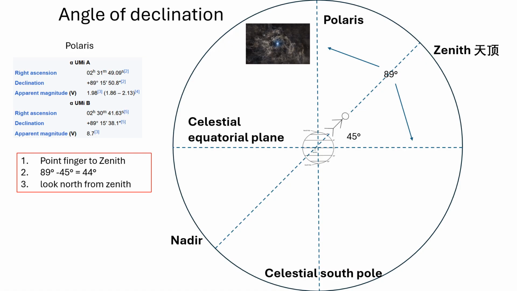Let's practice on Polaris. Polaris has a declination of 89 degrees. Raise your arm above your head and point a finger at the zenith point, and then you sweep to the north on the observer's meridian by how much? 89 minus 45. Then that's Polaris. It always stays there because it happens to be on the axis of the celestial pole.